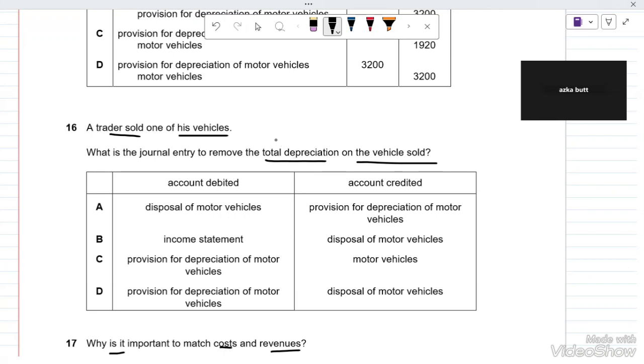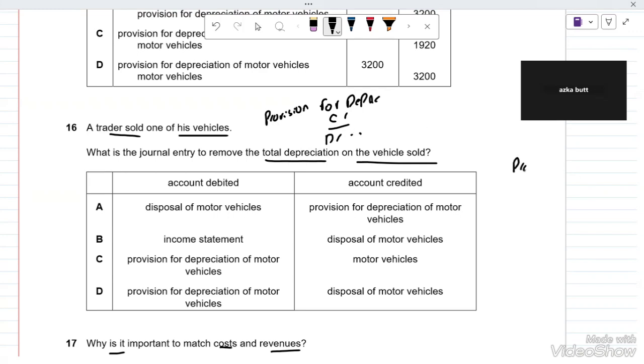So basically, whenever we charge depreciation, the provision for depreciation account is always credited whenever it is increasing. So if we want to remove the total depreciation, it means that we will debit the provision account. But we have to make the entry on the credit side also. Since we sold this asset, we will be preparing the disposal account.